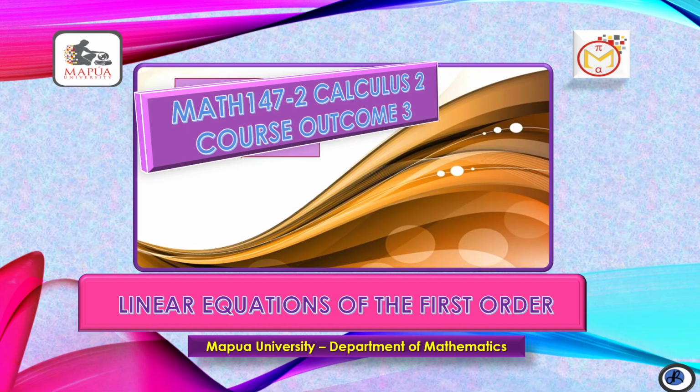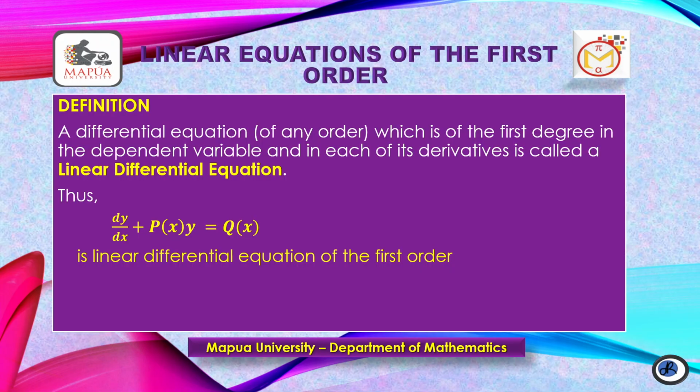In this lesson, we will discuss another method of finding the general solution of a differential equation. This time we have the linear equation of the first order. The idea is that we have to consider the general form of it. A differential equation of any order which is of the first degree in the dependent variable and in each of its derivatives is called a linear differential equation. So this is our linear differential equation of the first order.